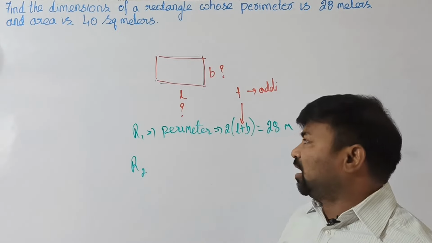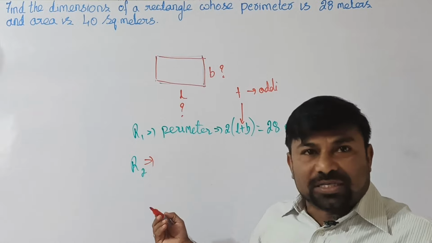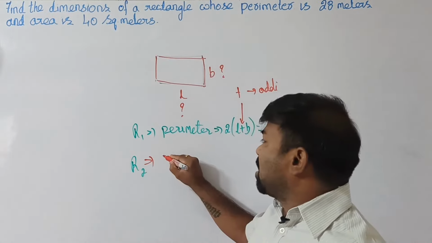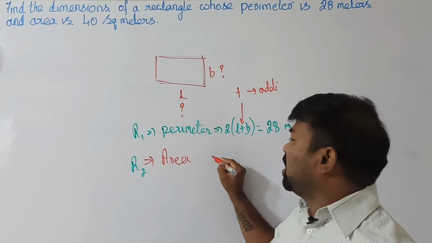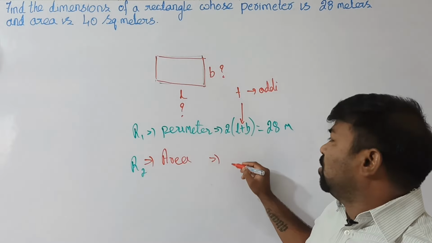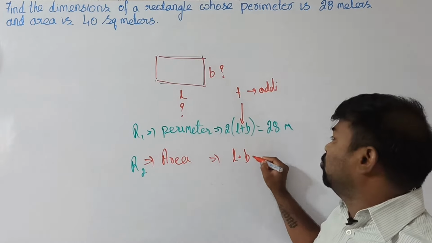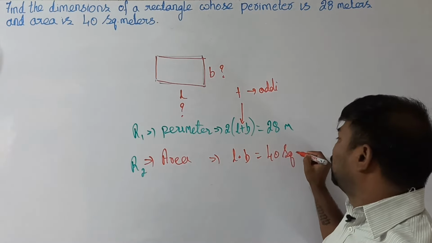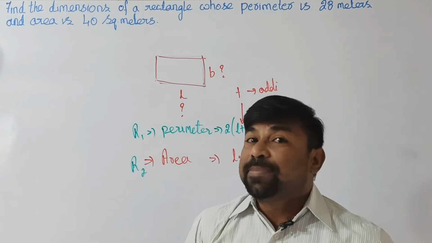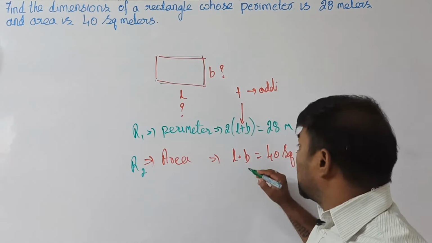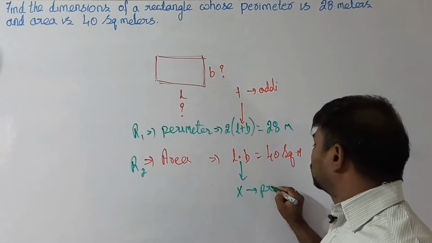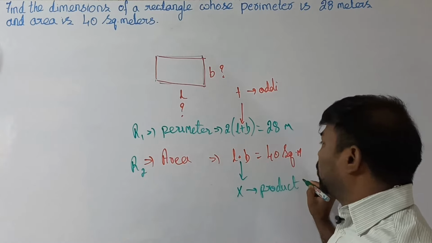Now what is the other concept he has given for us to figure out length and breadth? He is talking about the area. What's the formula? It's length into breadth, and he has given it as 40 square meters. Now, what's the basic operation involved in the area? It's the product. He's talking about the product now.